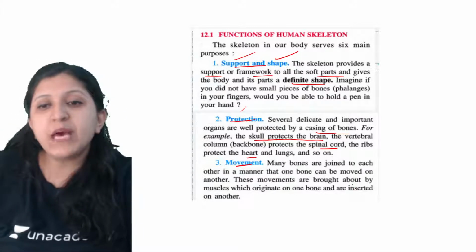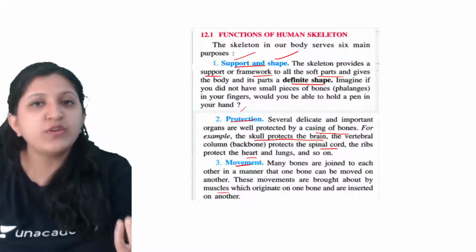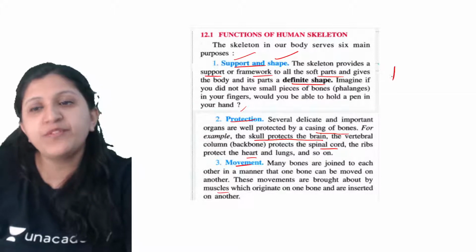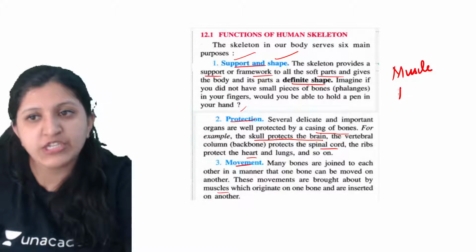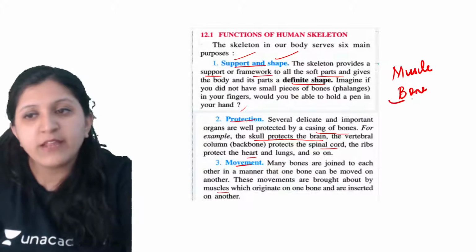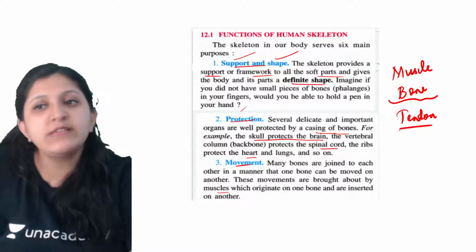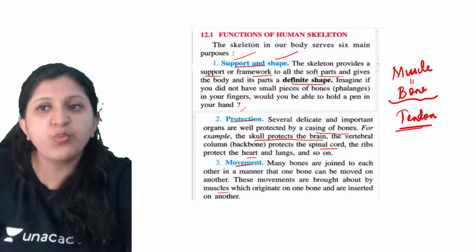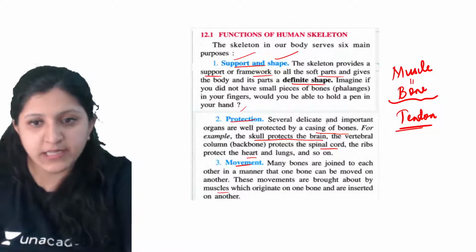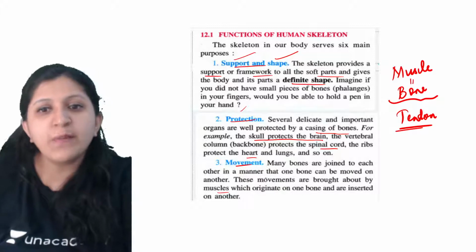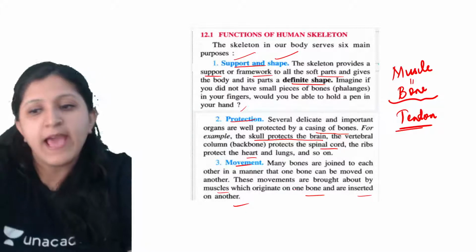These movements are brought about by the muscles. Muscle attaches to the bone with the help of a tendon. The tendon is responsible for attaching bone to muscle, and when that is done, movement becomes easier. These movements are brought about by muscles which originate on one bone and are inserted on another one.